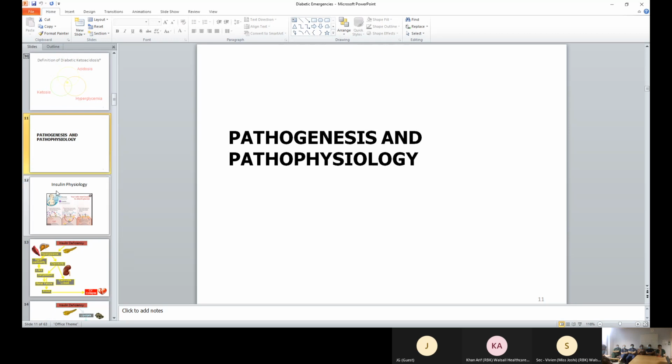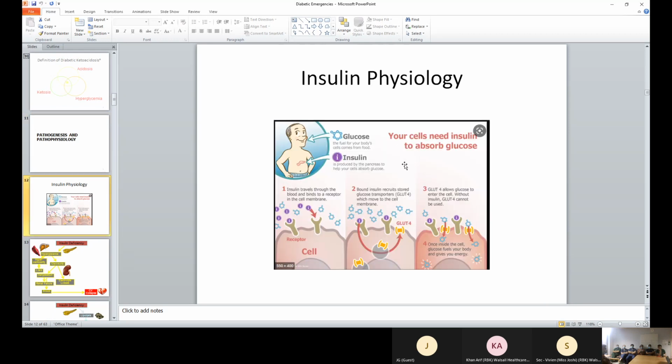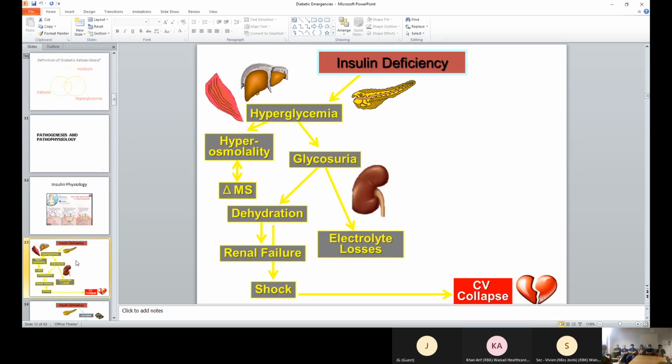So coming to the pathogenesis, I told you insulin is important for glucose to enter into the respective areas: muscles, liver, brain, everywhere. So what happens when the glucose is not there? In the bloodstream, very high blood sugars. It becomes hyperosmolar. When it is filtered by the kidney, the glucose is an osmotic agent, so it drags water along with it. So people will have glycosuria along with polyuria.